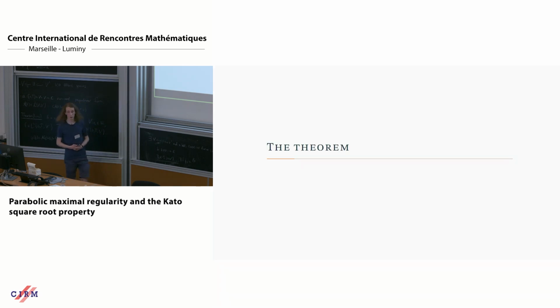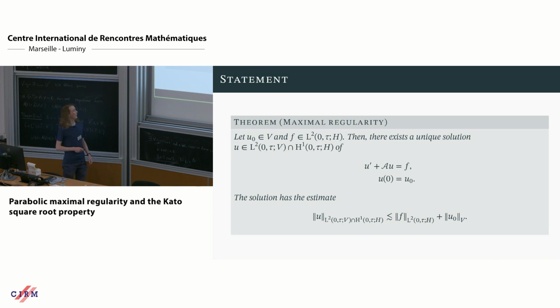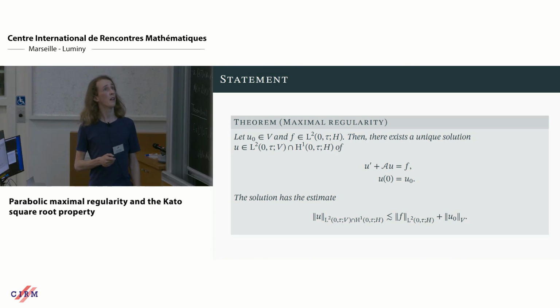The theorem we want to prove is the following. It looks very much like the one in the second talk. For initial values u0 in V and right-hand sides f in L2 with values in H, we say that there exists a unique solution u in the space of maximal regularity, this time L2 with values in V, that's the same as before, intersected with H1 with values in H. So this is the main difference. We don't have V star, we have H here. And then this is a solution of our problem, the usual one.